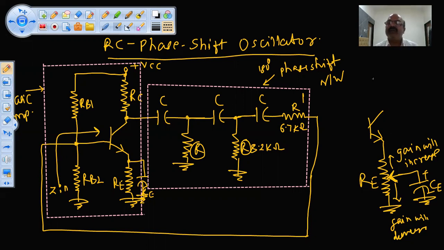गेन कशासाठी ऍडजस्ट करावा लागतो, तर मगाशी मी सांगितलं की Aβ should be greater than or equal to 1. आता समजा आपण गृहीत धरलं की β 0.01 आहे, तर हा गेन किती असायला पाहिजे? 1 भागिले 0.01, म्हणजे हा गेन 100 असायला पाहिजे कमीत कमी. तर याचा प्रॉडक्ट ग्रेटर दॅन ऑर इक्वल टू 1 होईल.